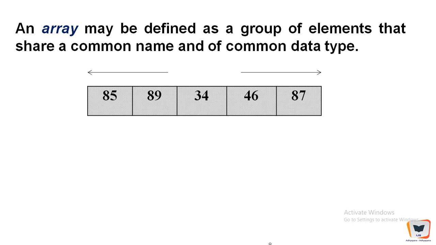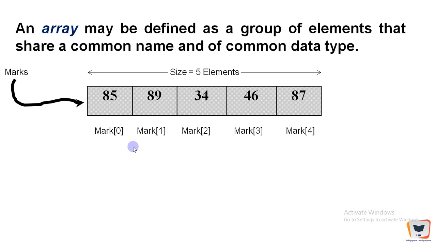Actually, the conceptual representation of an array comes like this. There is a 5-element array. The individual components of an array are called elements. These elements will be placed in memory in contiguous memory locations, and they carry a common name. As far as this example is concerned, the name of the array is marks, and it has 5 elements, and each element is represented by marks[0], the positional value, marks[1], marks[2], marks[3], and marks[4].